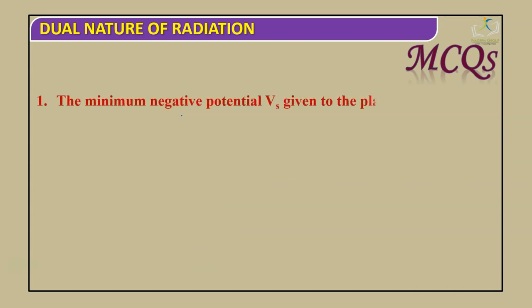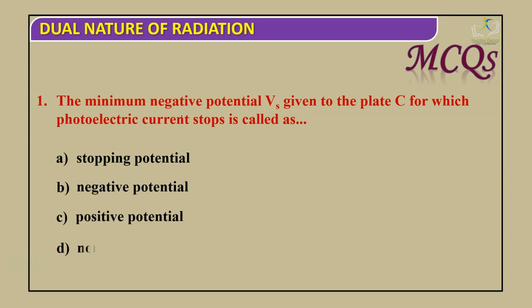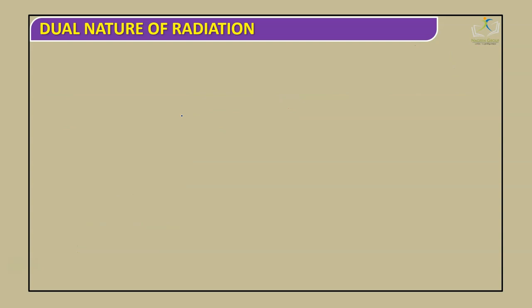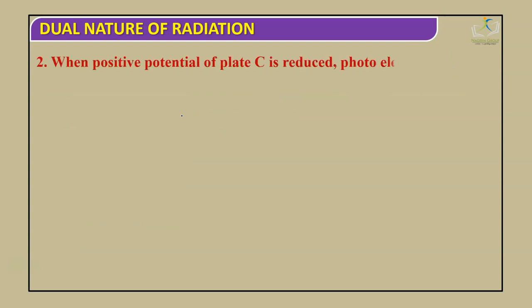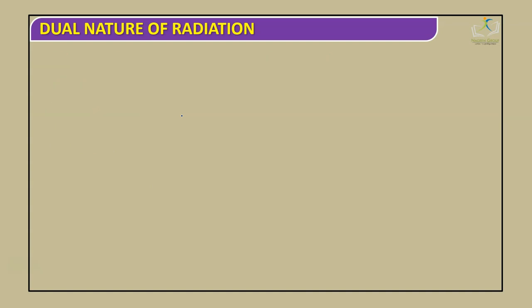Now let's move on to some questions. The minimum negative potential Vs given to the plate C for which photoelectric current stops is called stopping potential, negative potential, positive potential, or none of these. The correct answer for this question is stopping potential. Next question. When positive potential of plate C is reduced, photoelectric current increases, decreases, is constant, or none of these. The correct answer for this question is decreases.